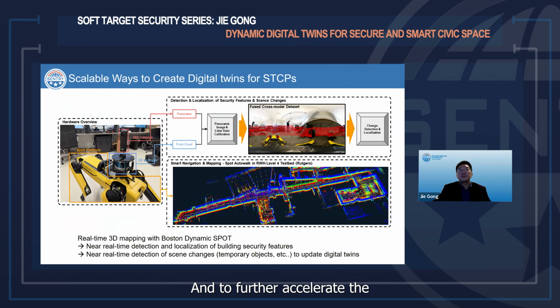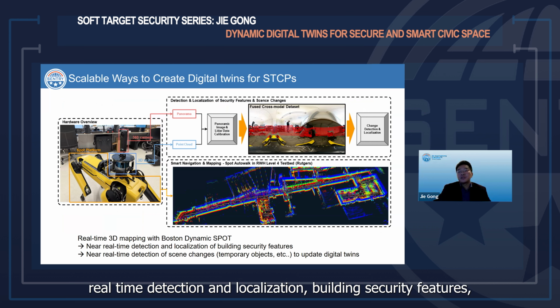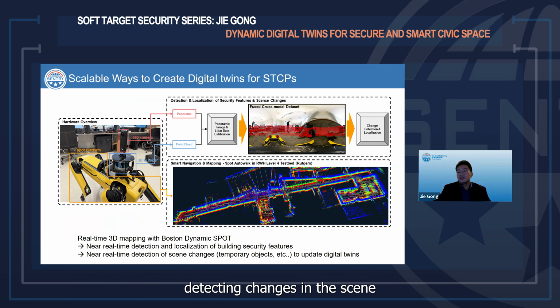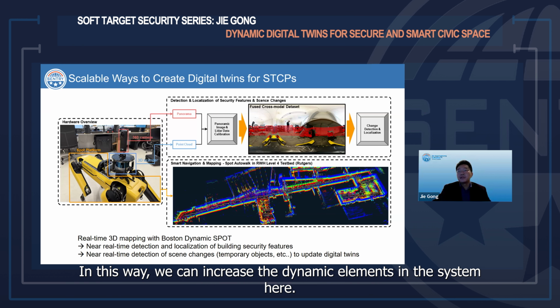To further accelerate the mapping of building elements in digital twin creation, we also developed a quadruped-based building interior mapping system. It can map the indoor environment in real time, and we also run our methods in real time on top of this robotic platform, so we can realize near real-time detection and localization of building security features, and also near real-time detection of changes in the scene. So we can push back updates to the first digital twin created. In this way, we can increase the dynamic elements in the system.